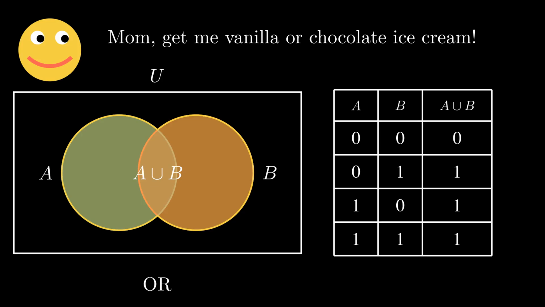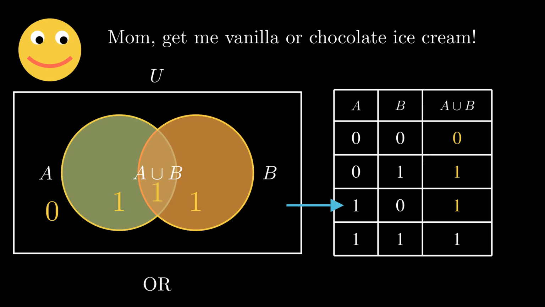The mother has the following options. If she doesn't buy either chocolate or vanilla, the child will be sad because the request wasn't fulfilled. If the mother buys a scoop of chocolate, the child will be happy because their request was fulfilled. If she buys a scoop of vanilla, the child will also be happy.